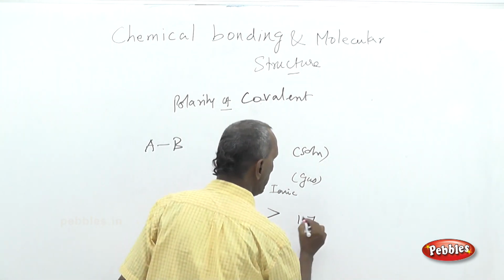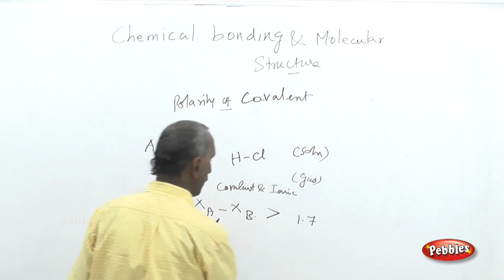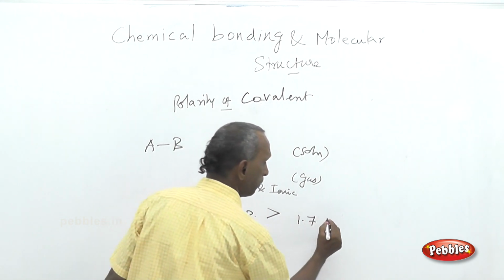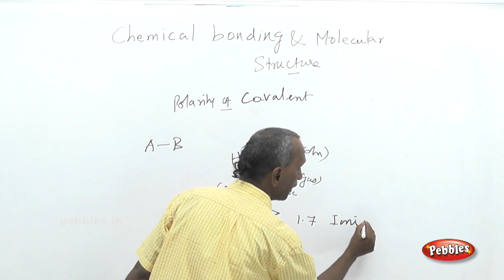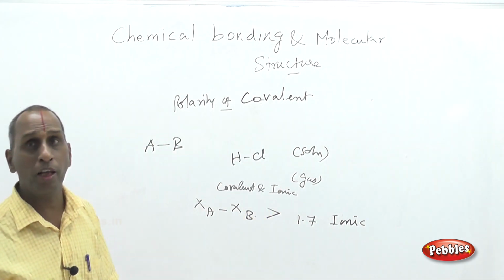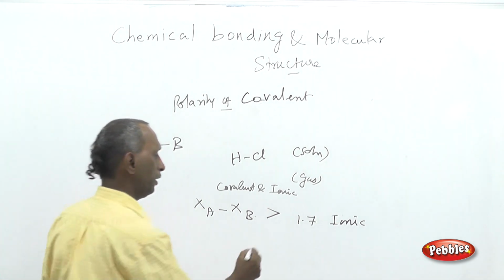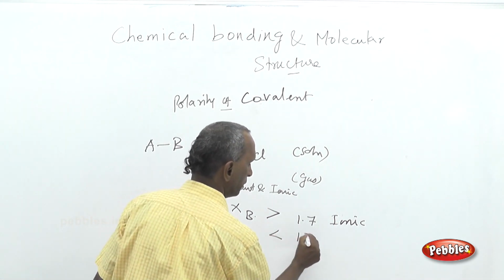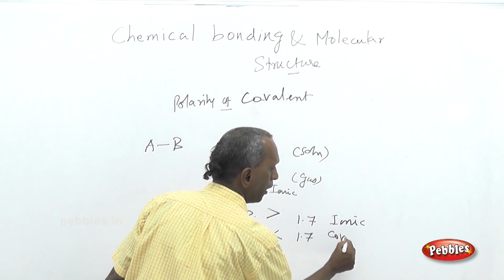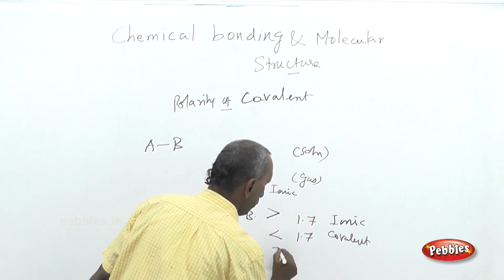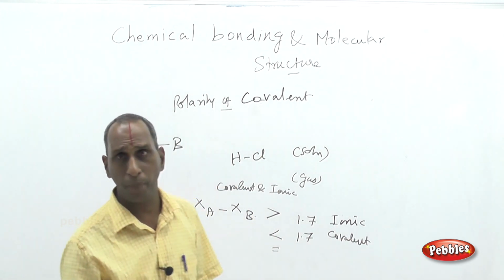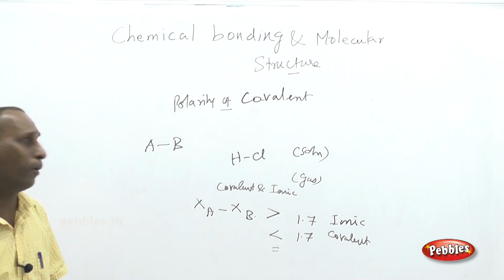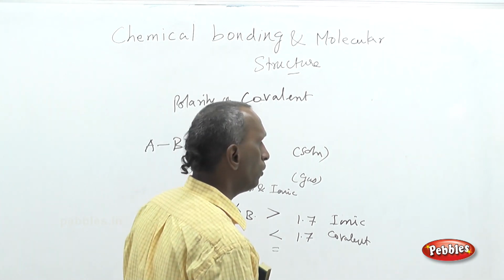If the difference between the electronegativities is higher than 1.7, ionic character will predominate. You can tell that automatically. If it is less than 1.7, covalent character will predominate. If it equals 1.7, none of them will predominate; it is equally ionic and equally covalent. That is to be noted.